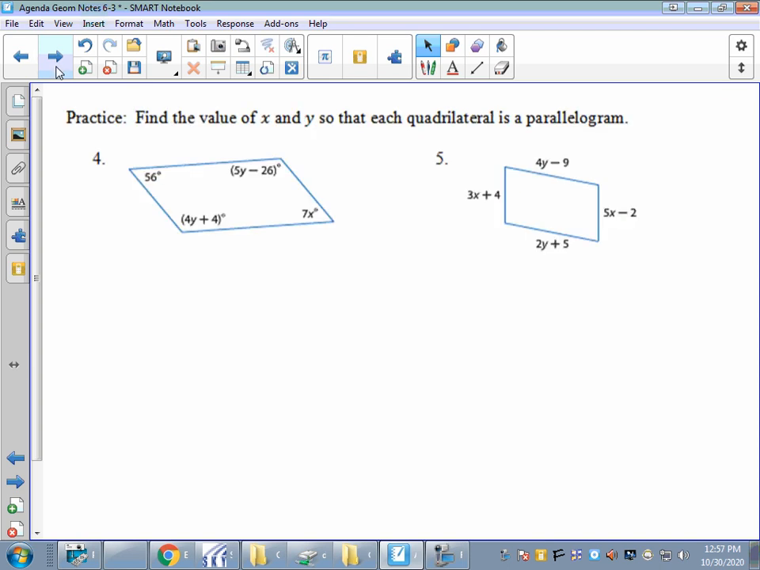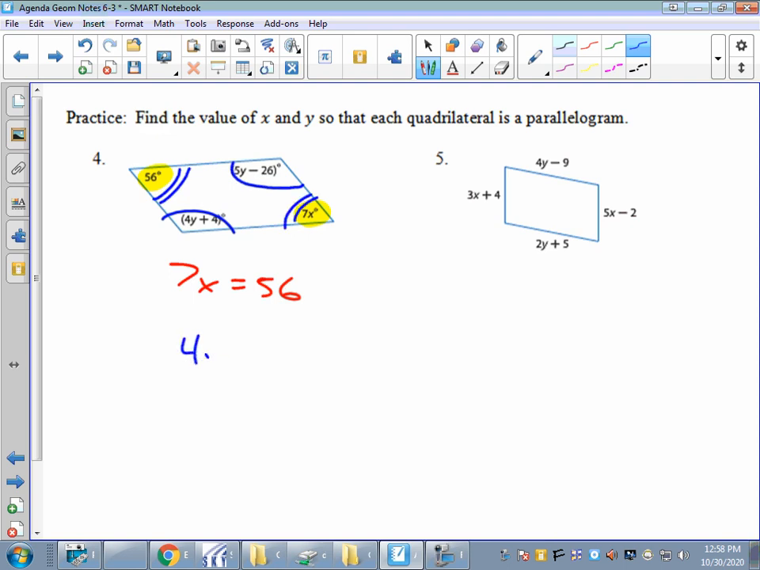Let's continue on here now. We'll probably be able to speed through a couple of these. Again, finding x and y. So in this case, we would look and say x, it's right here. We'd have to have the angles be congruent, so I could set those up like that. And again, y, I could do the same thing. These two angles would have to be congruent as well.